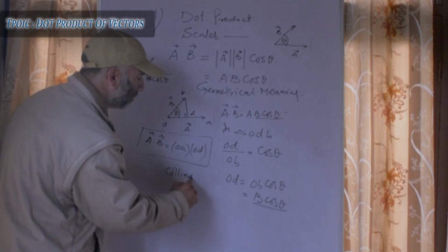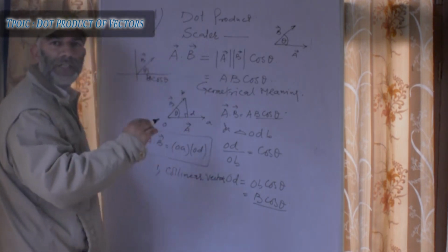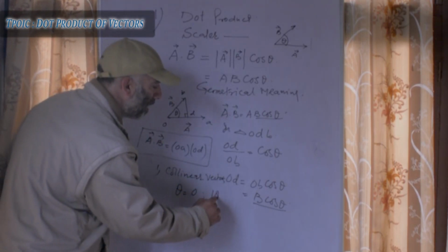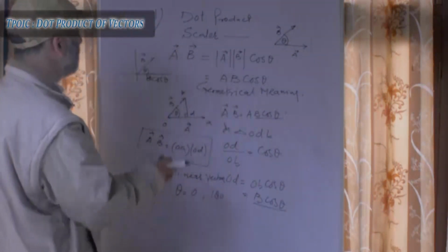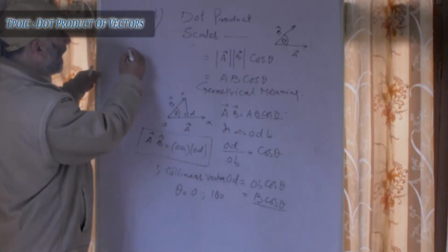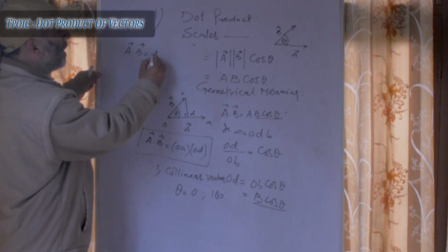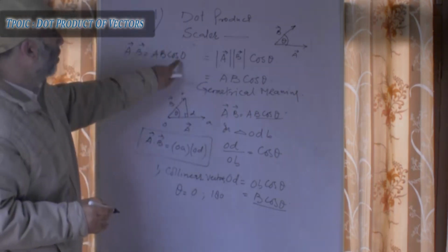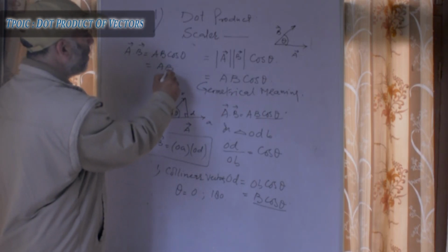Collinear vectors. So in collinear vectors, what happens to theta? Theta is 0 or 180 depending upon whether the vectors are parallel or anti-parallel. So let's talk about their dot product. In that case, we can write A dot B is equal to AB cos of how much? 0. Cos 0 is always equal to 1. So A dot B is equal to AB. It is the product of magnitudes of the two vectors.